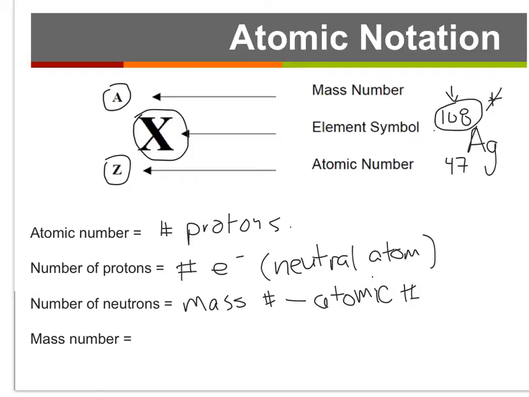And finally, then, that means our mass number is the number of protons plus the number of neutrons. Okay, so our atomic number and our mass number give us lots of information which we're going to need to figure out how to draw our Bohr-Rutherford diagrams.